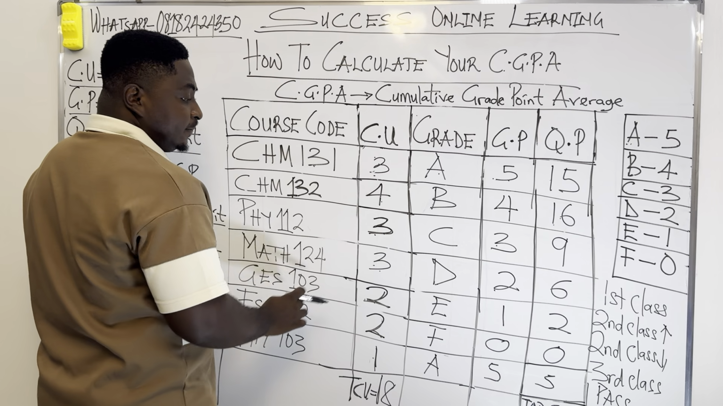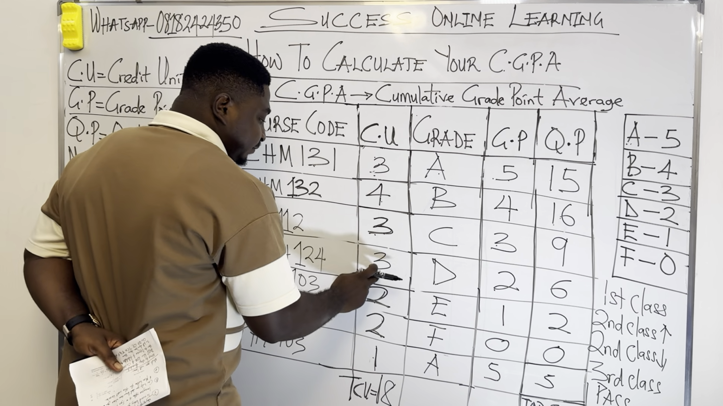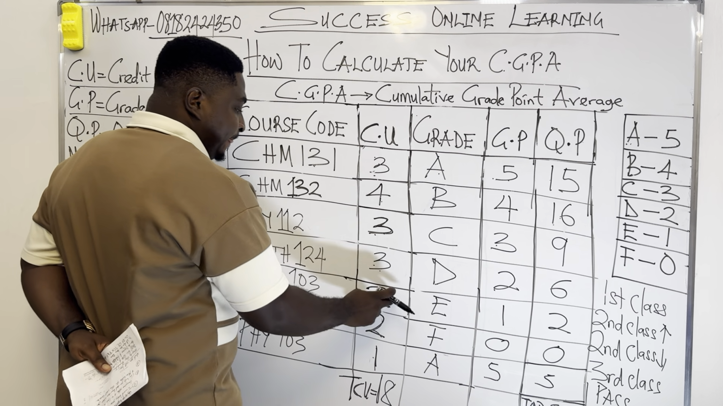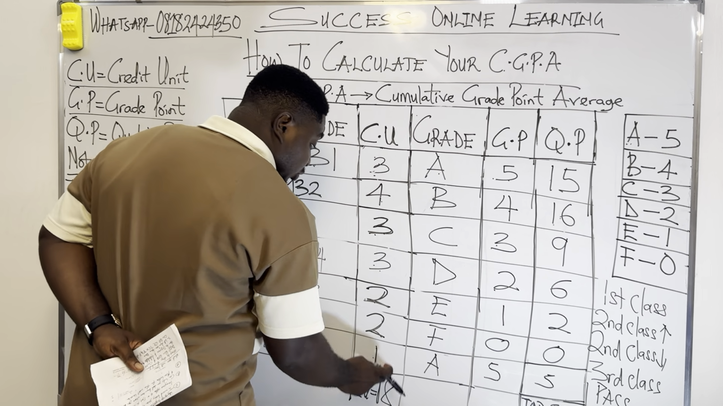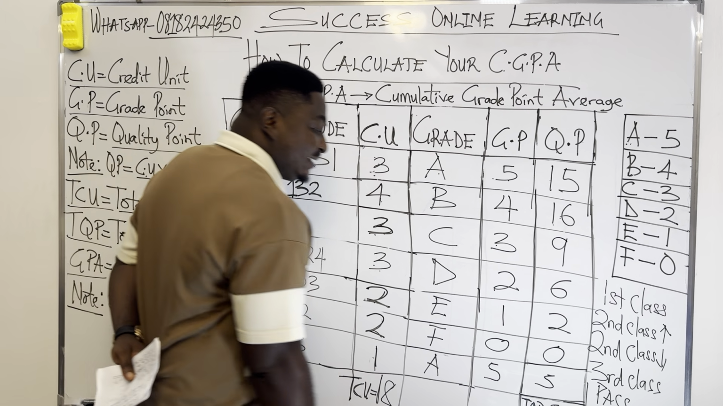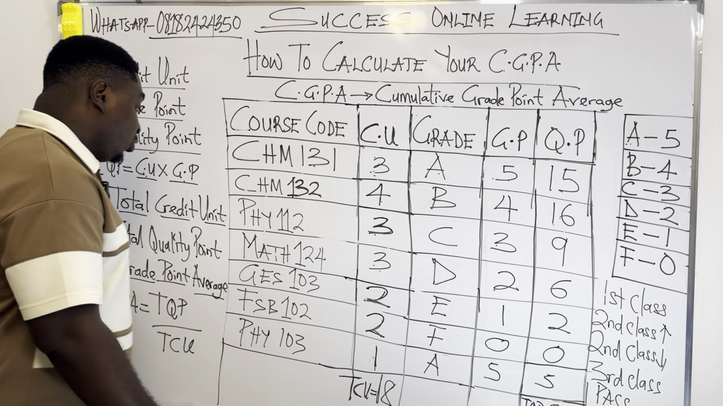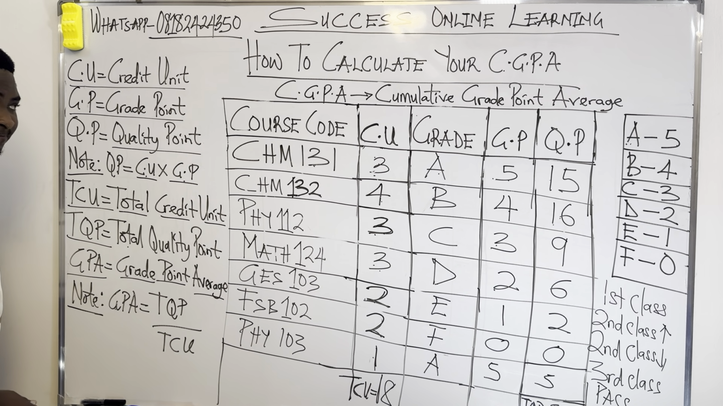3 plus 4, 7. 7 plus 3, 10. 10 plus 3, 13. 13 plus 2, 15. 15 plus 2, 17. 17 plus 1, 18. So this is the total credit unit and this is the total quality point. So now it's time to calculate our GPA.